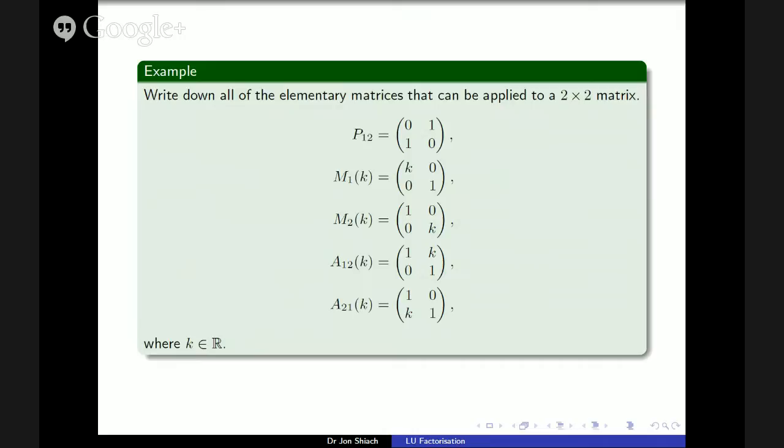This is sort of the trickiest, the Aij one. So this means take row 1 and add K lots of row 2. And also, vice versa, you can take row 2 and add K lots of row 1. So those are all the elementary matrices for a 2 by 2 matrix. Obviously, for 3 by 3, there are going to be more of them.